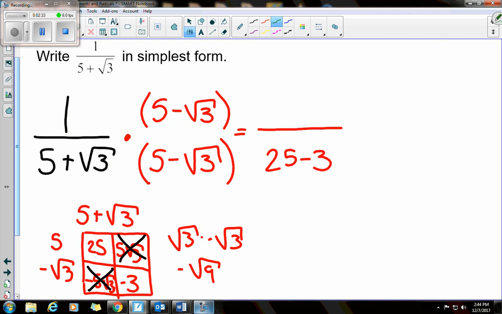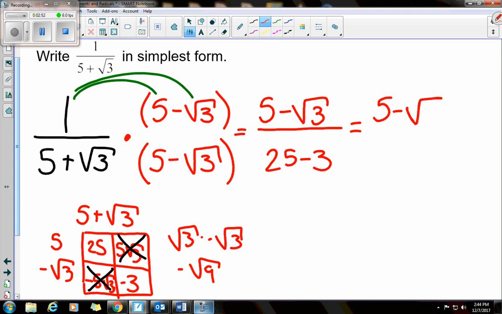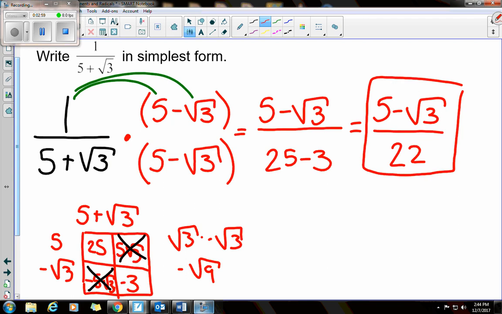In our numerator, if we take this 1 and distribute it through to both pieces, it doesn't change anything about our numerator. We just have 5 minus the square root of 3 in our numerator. Okay, then we have to simplify that denominator because we know how to take 25 minus 3. So we have 5 minus the root of 3 over 22. And there's our final answer. Okay, so make sure we understand the conjugate. We're just multiplying by the opposite.